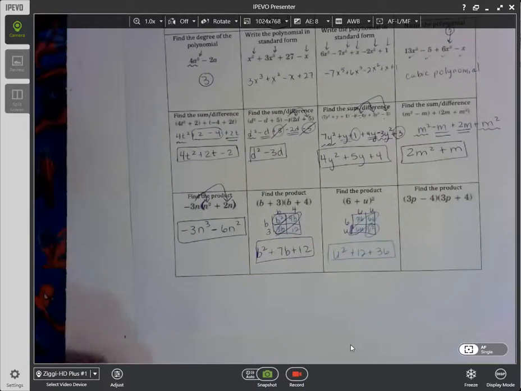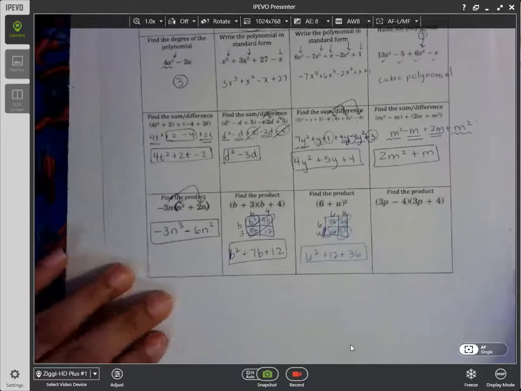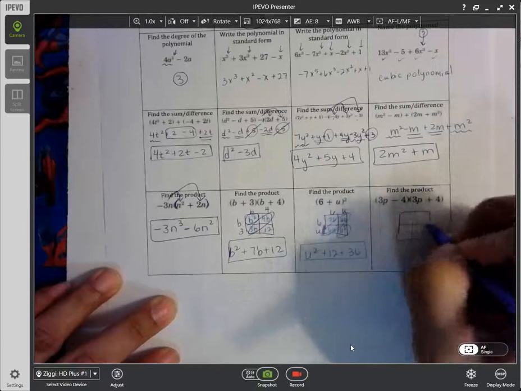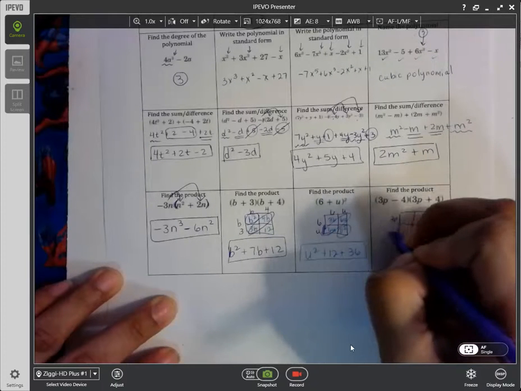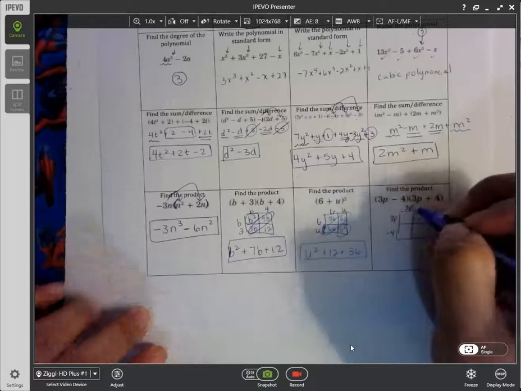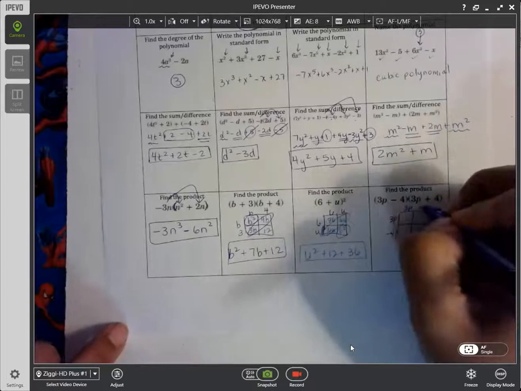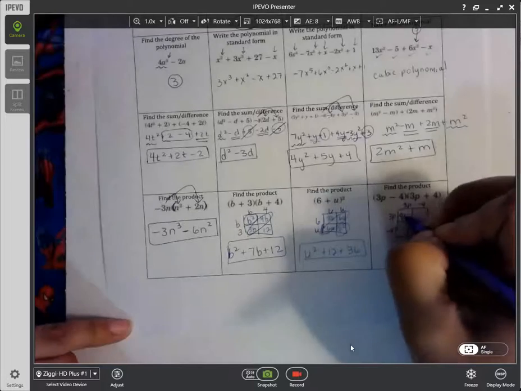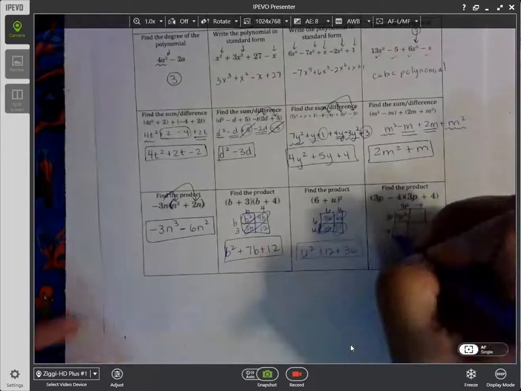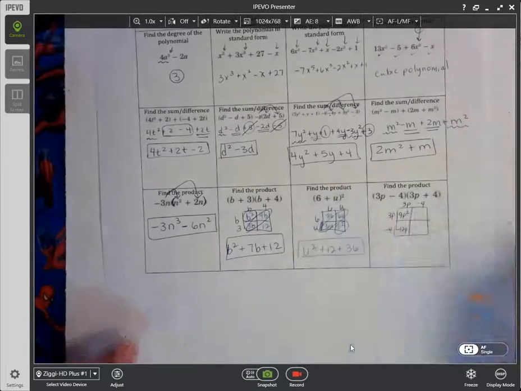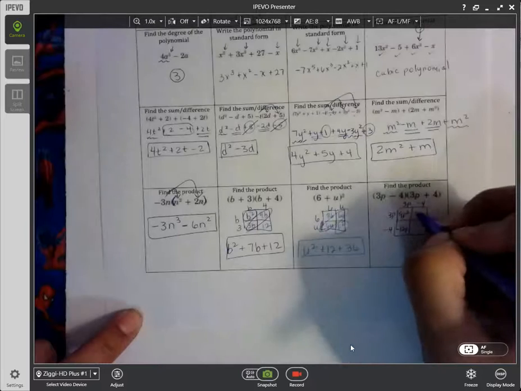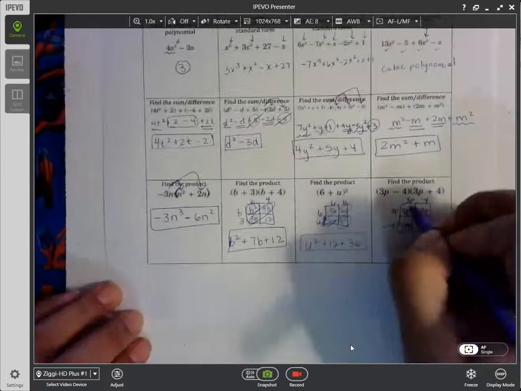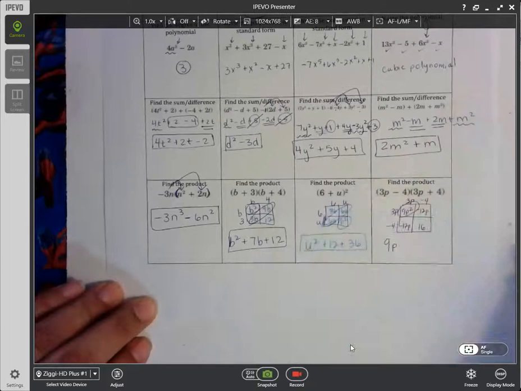Okay. This is a product, so we're going to box it. 3p negative 4, 3p negative 4. 3p times 3p is 9p squared. Negative 12p. 3p times negative 4 is negative 12p. Negative 4 times negative 4 is 16. So you start with 9p squared.